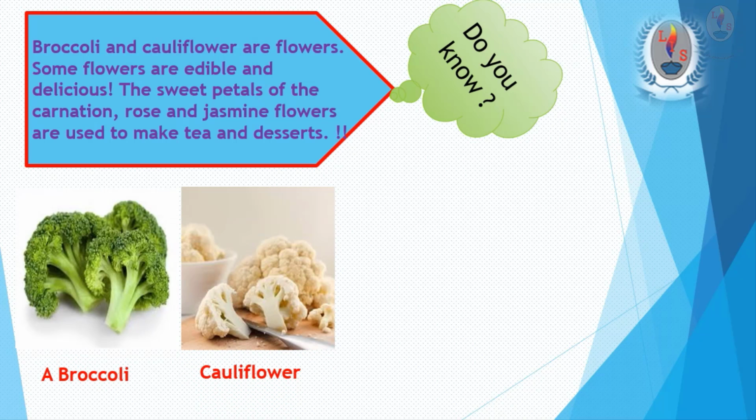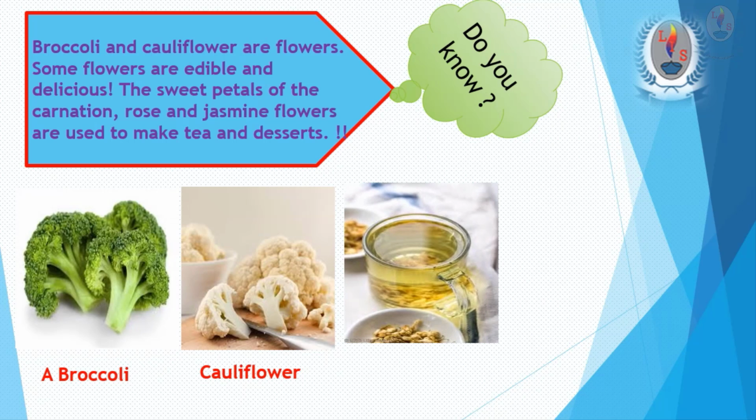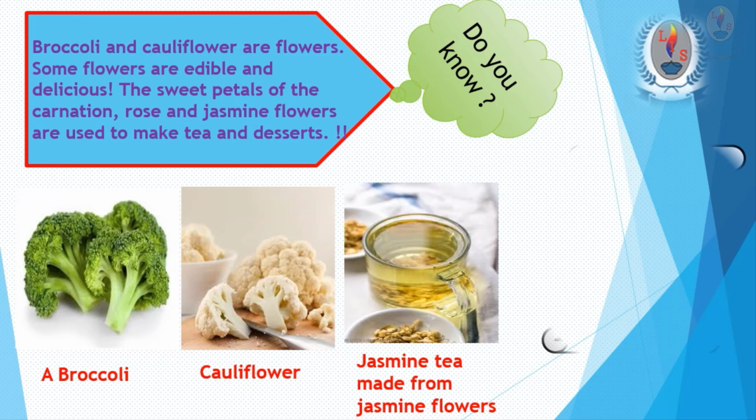In the first picture, you can see a broccoli. And in this picture, you can see a cauliflower. And in this picture, you can see jasmine tea made from jasmine flowers.